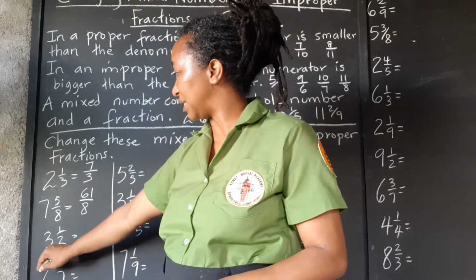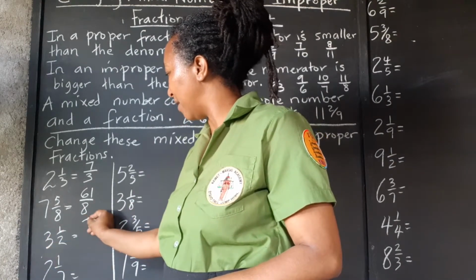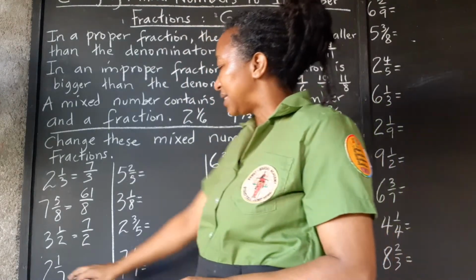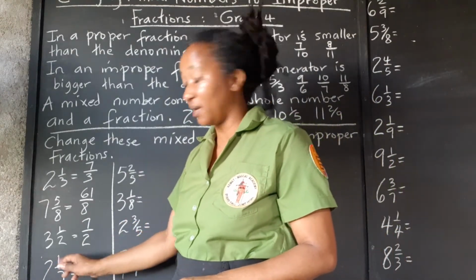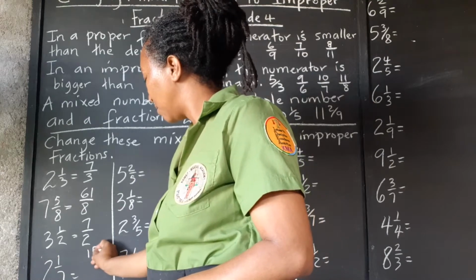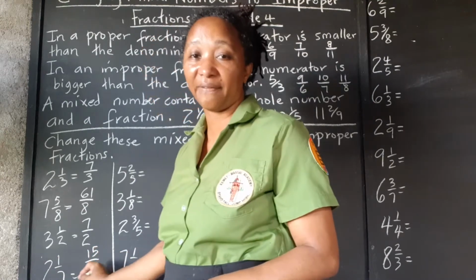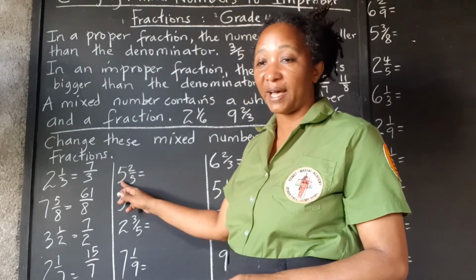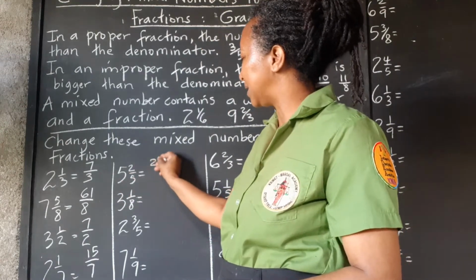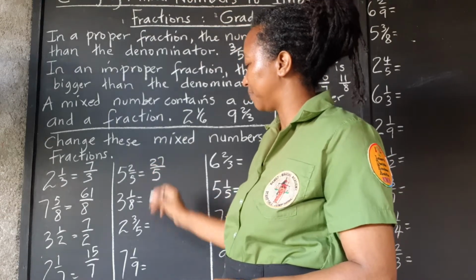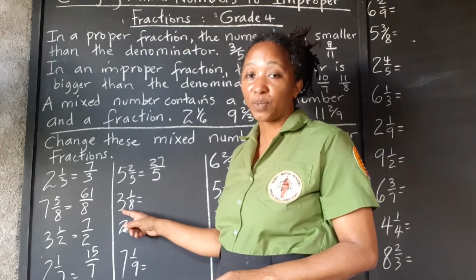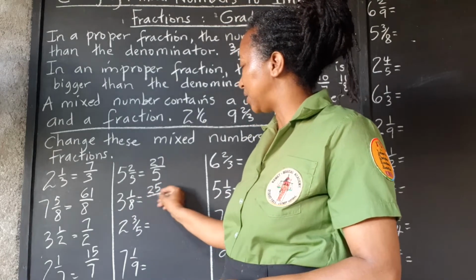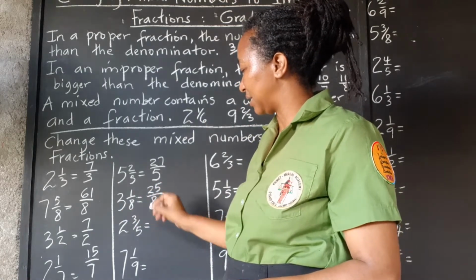So 2 3s, 6 plus 1, 7 over 2. 7 2s, 14 plus 1, 15 over 7. 5 5s, 25 plus 2, 27 over 5. 8 3s, 24 plus 1, 25, put it back over the denominator, 8.